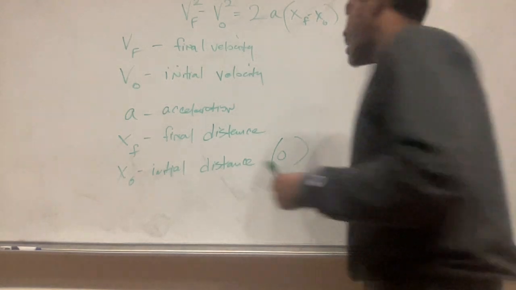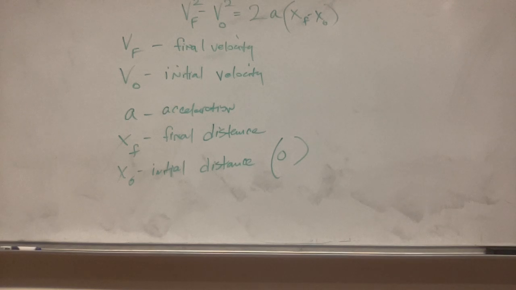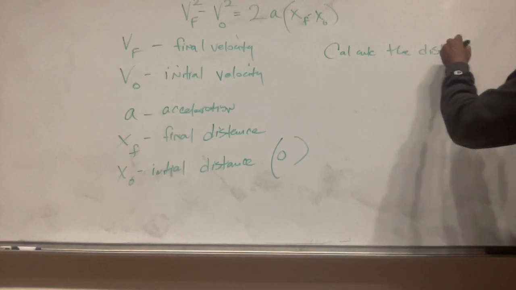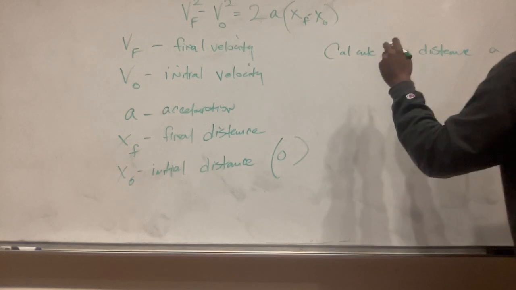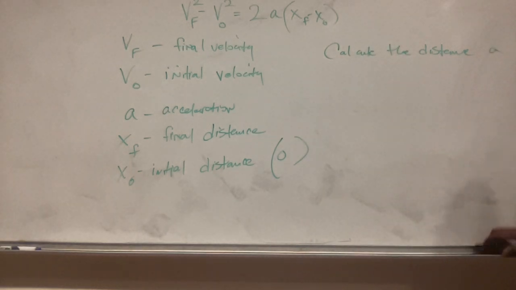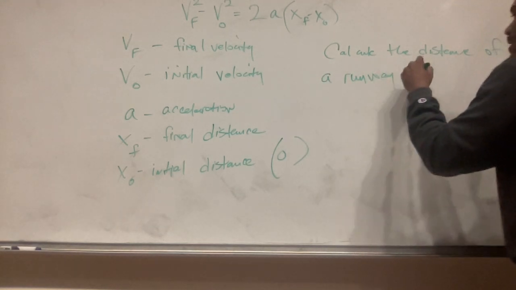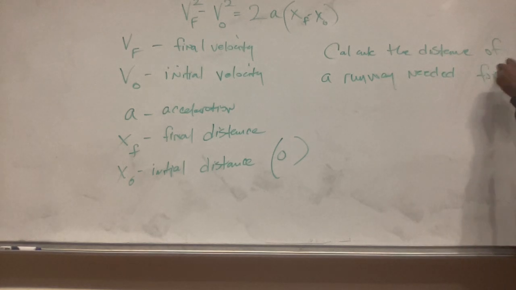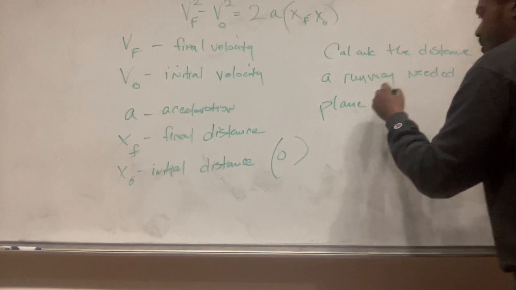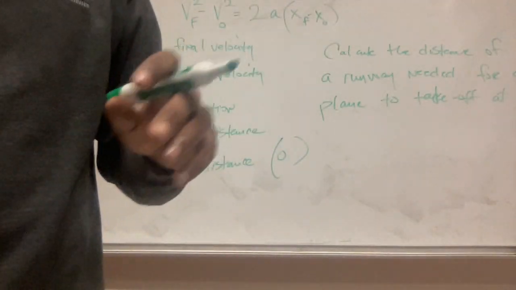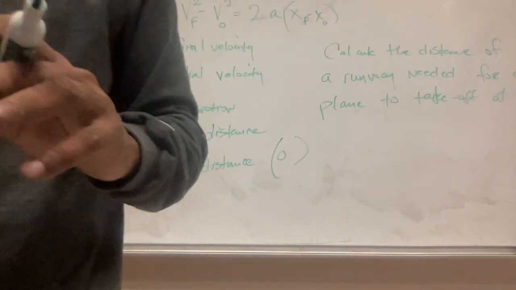So, if I asked you, I say, all right, well, an airplane, calculate the distance of a runway needed for a plane to take off at, let me get a real speed on the plane, because that's important, right? Because if you make stuff up, it might not come out. It might not make no sense when you do it. All right.